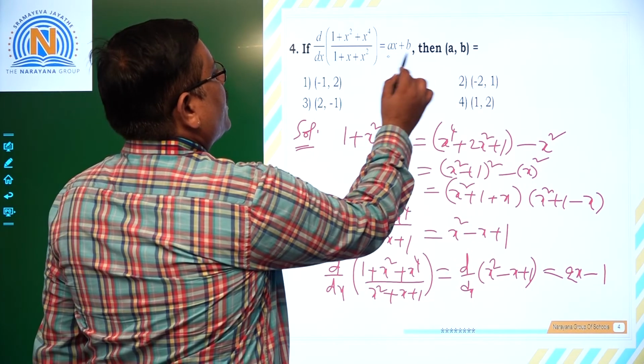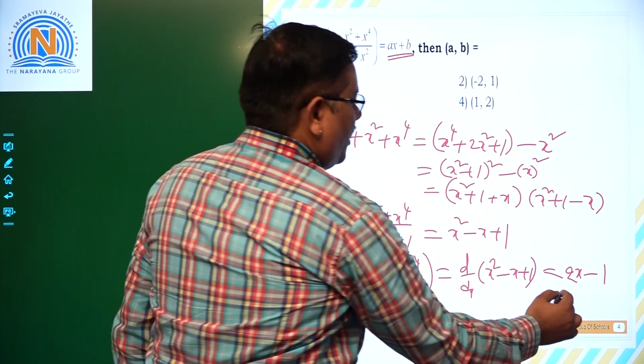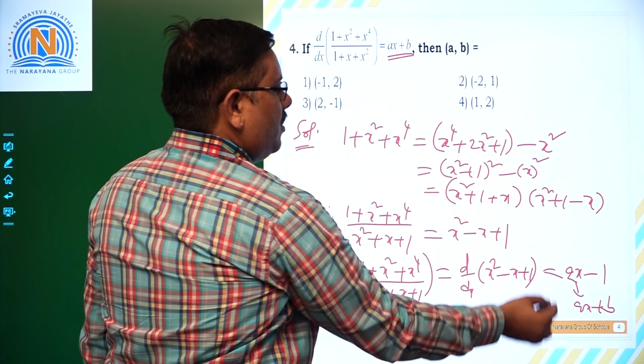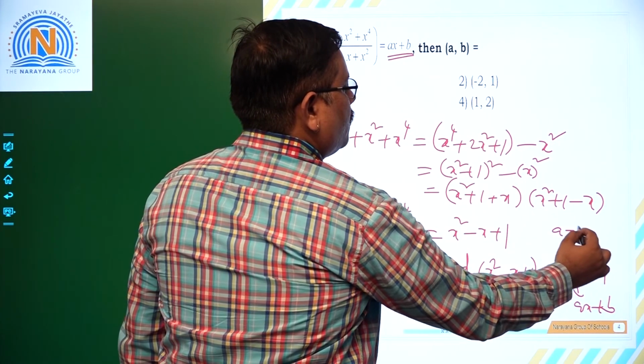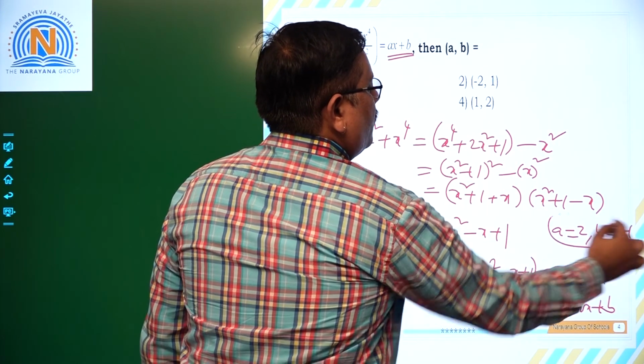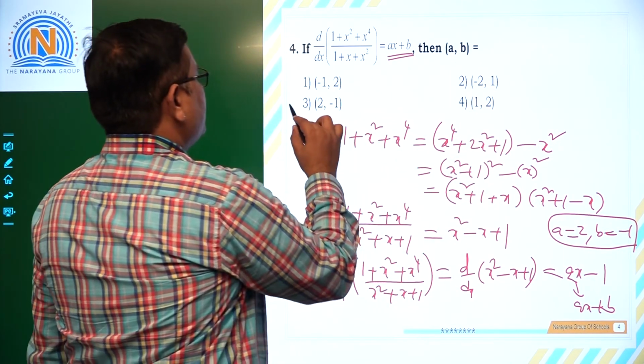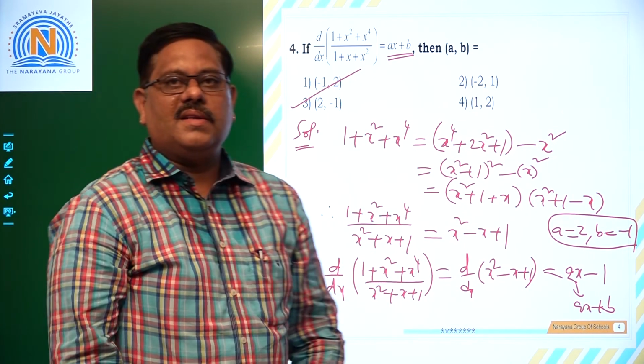That is equivalent to ax plus b, he is saying. So, if I equate it to ax plus b, what is a? a is 2, b is minus 1. So, 2 comma minus 1 is the a comma b value. 2 comma minus 1 is nothing but the third option for us. That is the right answer.